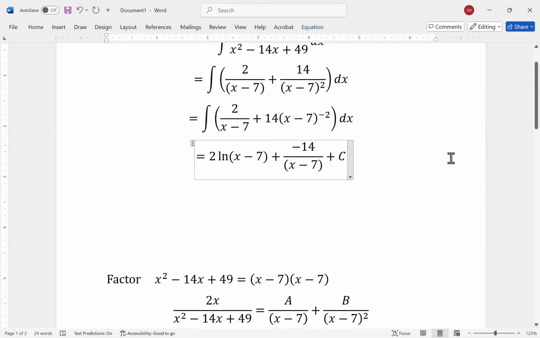And then we can tack on any constant that we'd like. So this is our final answer. Again, you can put plus a negative 14. You could put the minus out in front.